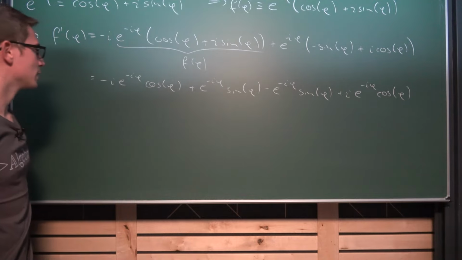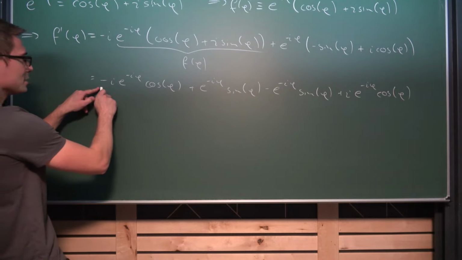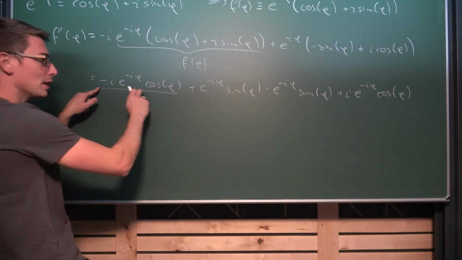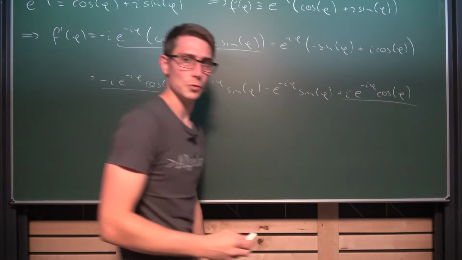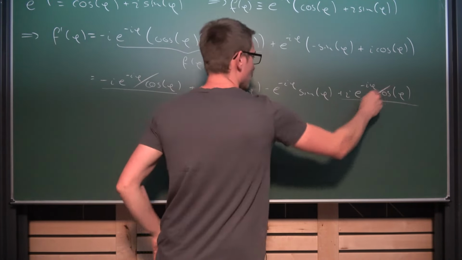And now we are going to take a look at all the terms. You are going to notice that this part right here, negative i times blah blah blah, and this part right here are additive inverses to one another. This is going to cancel out. What about this part?